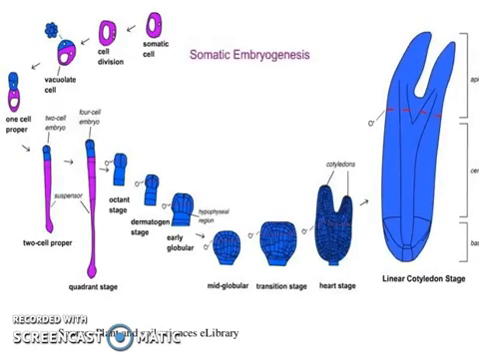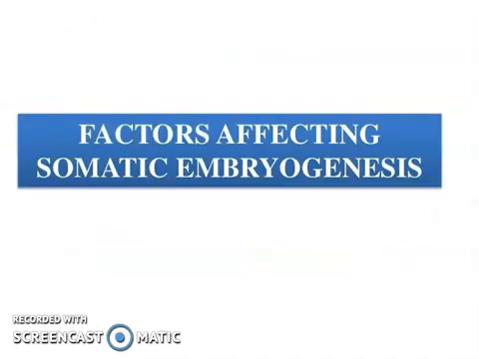The process of somatic embryogenesis is depicted in this figure. First, somatic cells. In somatic cells, cell divisions occur and vacuolate cells form. Then from this vacuolate cell, one cell is formed, then a two cell embryo, a four cell embryo, then different stages are formed like octant stage, dermatogen stage, early globular, and in the last, linear cotyledon stage is formed. So this is the process of somatic embryogenesis.